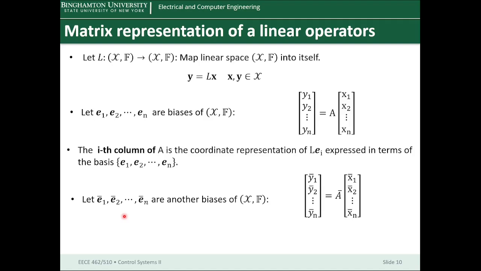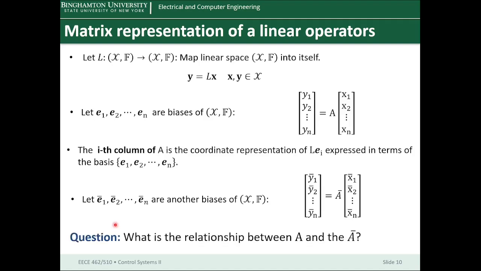So for both x and y, if we switch to the new basis e bar 1 through e bar n, we get a new coordinate representation. Let's call these coordinates x bar 1 through x bar n for the vector x, and y bar 1 through y bar n for the vector y. With these new coordinates, the linear operator is expressed using another matrix. Let's call it A bar. Therefore, we have y bar equals A bar times x bar.